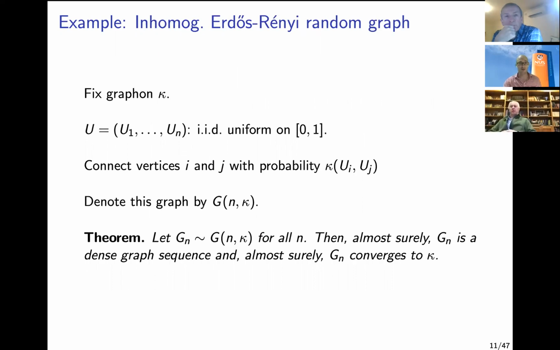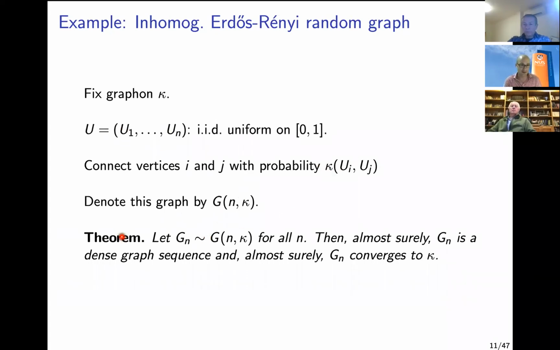You can generalize this to what one would call an inhomogeneous Erdős–Rényi random graph, or a version of that. This is the workhorse of dense graph limit theory, and it's constructed as follows. I give you a general graphon kappa, and the way you generate a finite graph from that is you sample the vertex labels, u1 up to un. So you have n vertices, each of them has a label, and these labels are IID uniform on 0,1, on this interval. Then you connect vertices i and j with probability kappa(ui, uj). That's sampling from this kappa in this randomized manner.